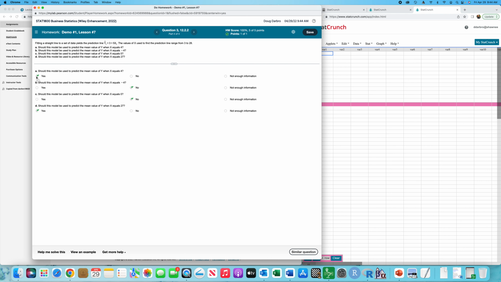Yes, 4 is between 3 and 28. Negative 4, no. Negative 4 is not between 3 and 28. 0, no. Same reason. 27, yes, because 27 is between. So that's an extrapolation problem.